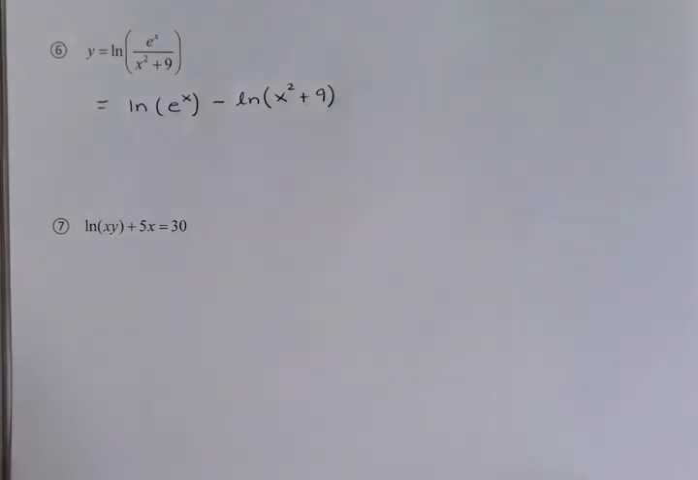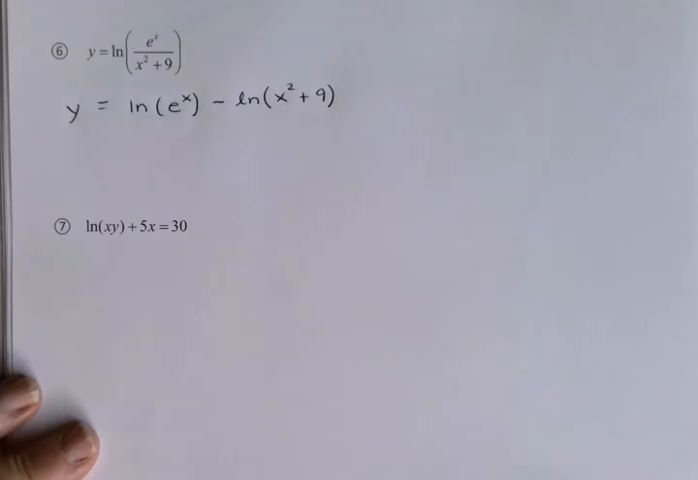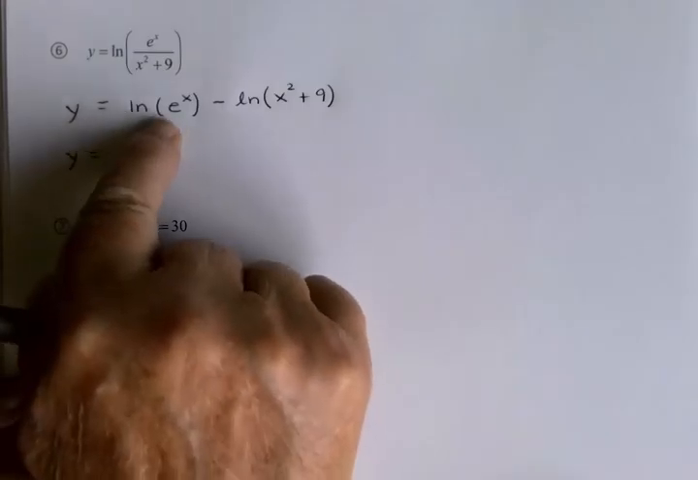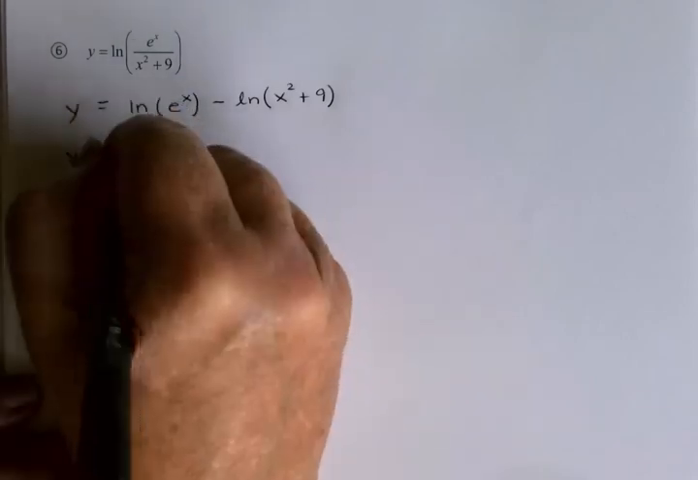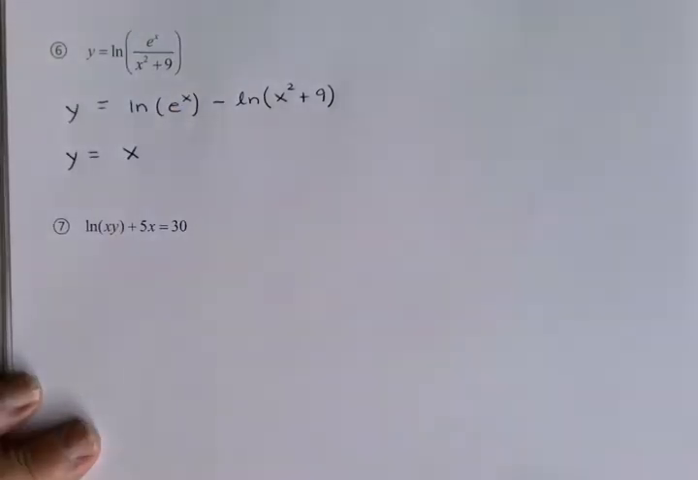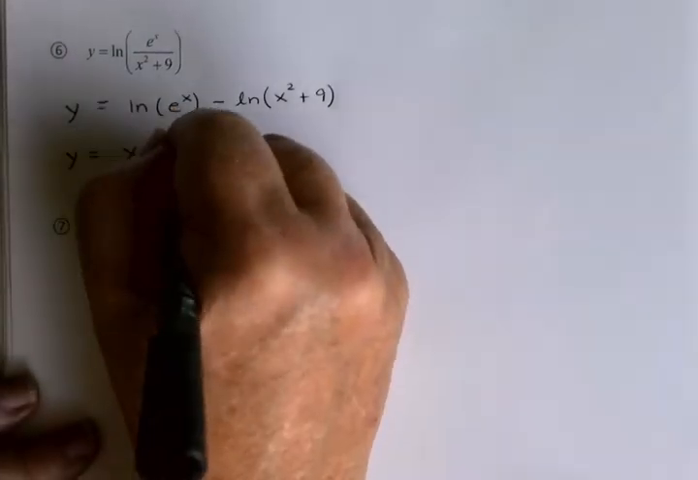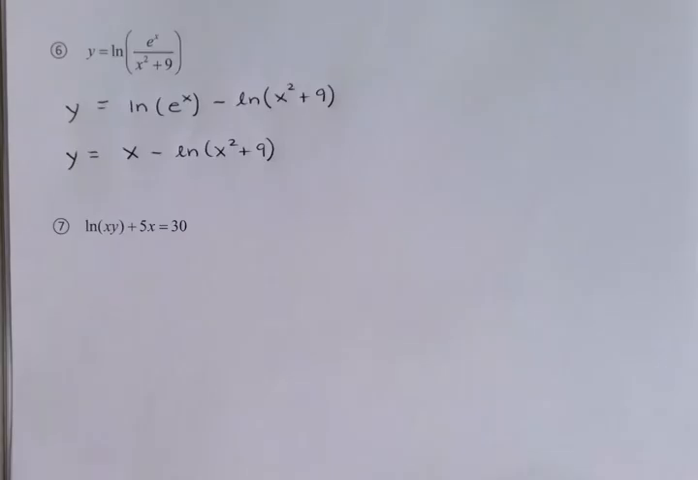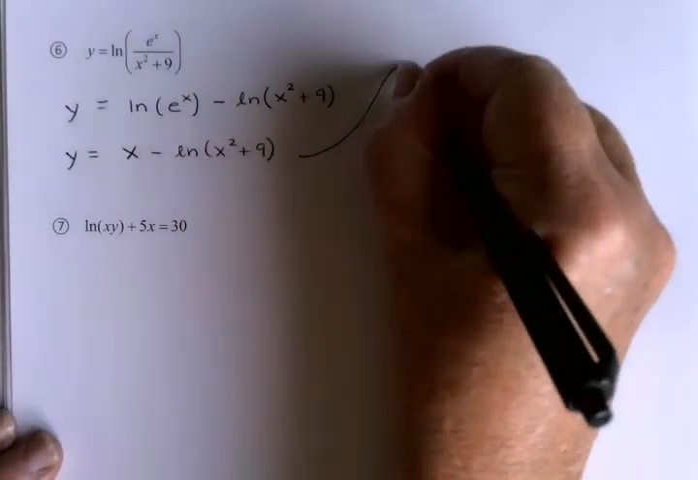Again, this is just algebra, just log rules. Haven't done any derivatives yet. A little bit more algebra here. Again, ln and e are inverse functions, so that's going to just simplify to x minus the natural log of x squared plus 9. All right, that's about as simple as I can get that algebraically. So now I'm going to go ahead and do my derivative.